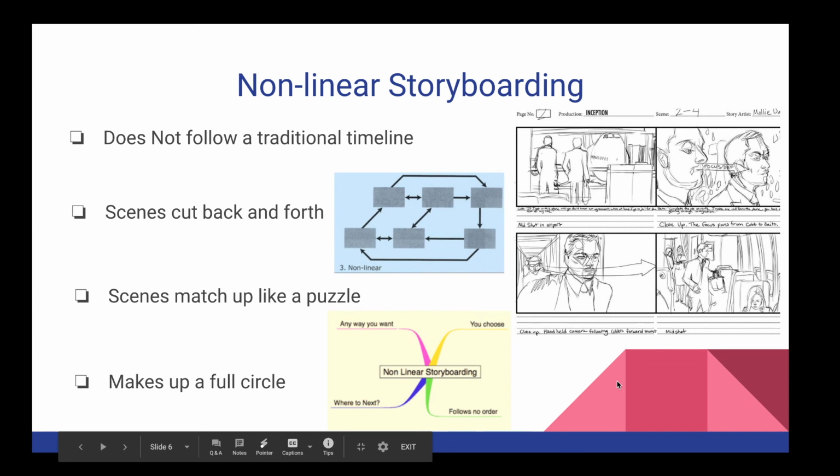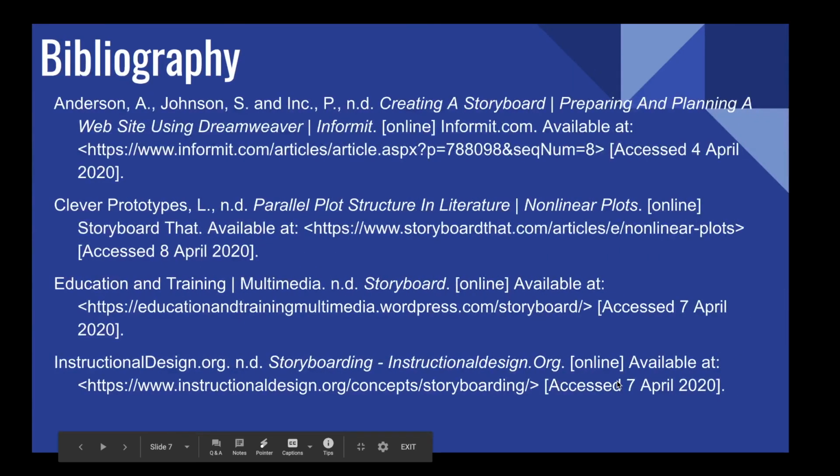So different storyboards used for different purposes, for different meanings, for different reasons. And when you're choosing the nature of a project or the nature of a product, you would use the right storyboard for that product at the right time.